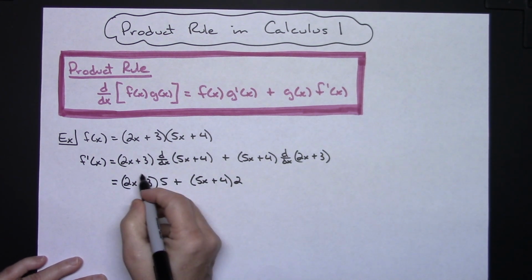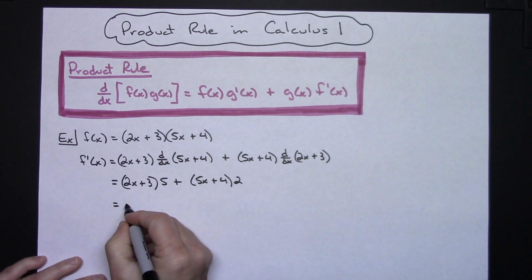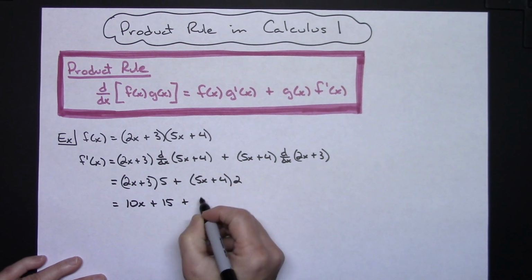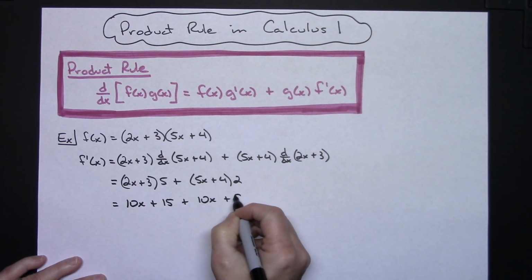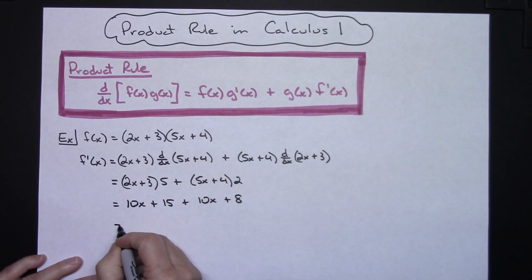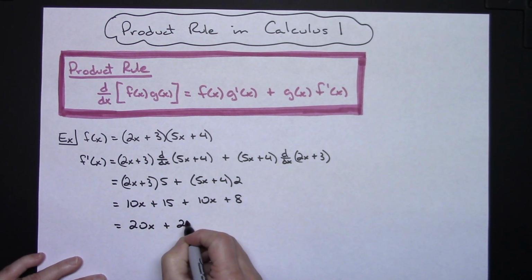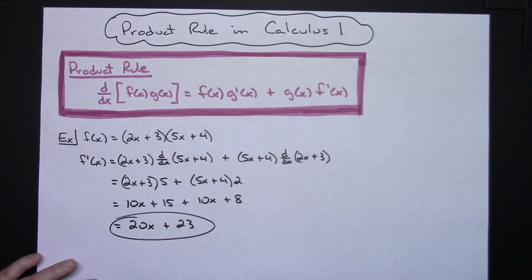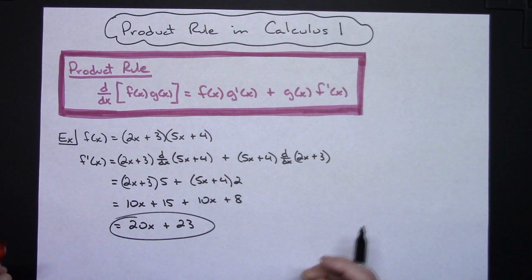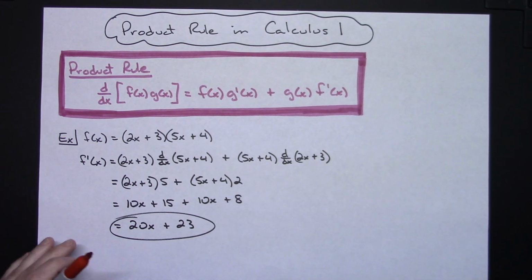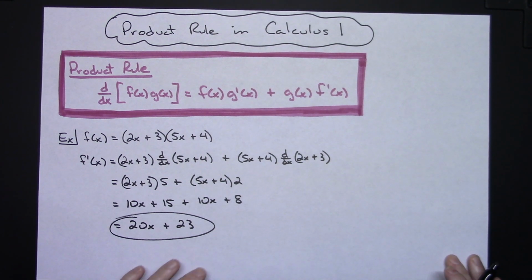To simplify, you'll distribute the 5 and the 2. So we'll get a 10x plus a 15, and then again, another 10x plus an 8. Combining some like terms here, we'll end up with 20x plus 23. So that one was just a very straightforward implementation of that rule, and then showing that d/dx notation in that second line so that you make sure you have the formula correct.